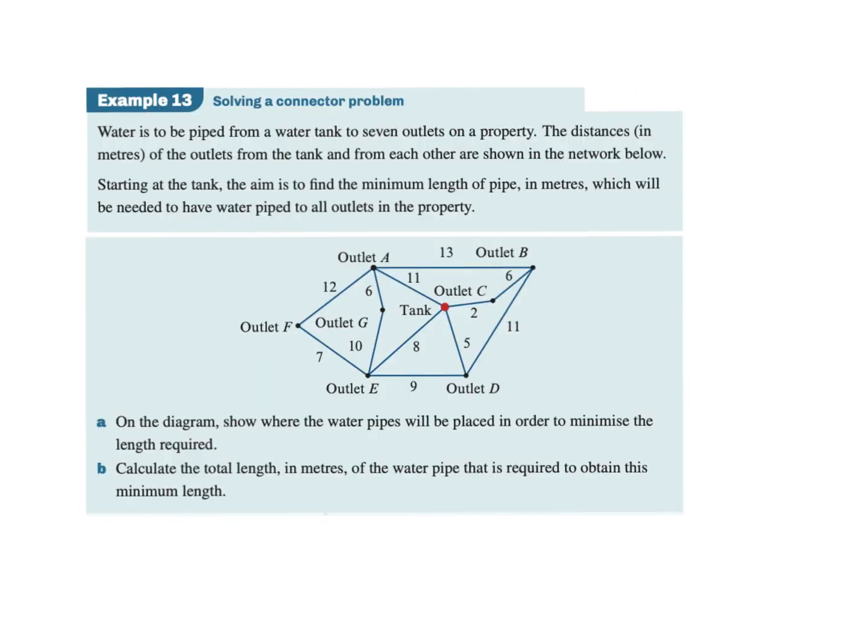Okay, water is to be piped from a water tank to 7 outlets on a property. The distances of the outlets from the tank and from each other are shown in a network below. Starting at the tank, the aim is to find the minimum length of pipe in meters which will be needed to have water piped out to all the property. So they've got one tank, and of course they want to do it in the minimum way, so this brings down their costs. So on the diagram, show where the pipes will be placed in order to minimize the length required. So this is a practical minimum spanning tree.